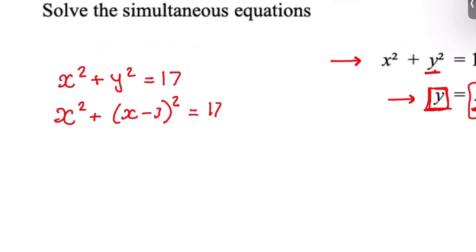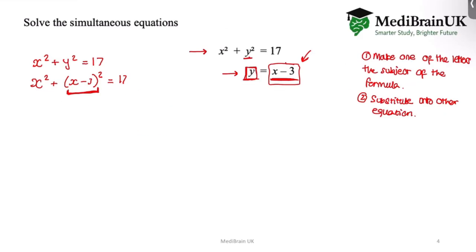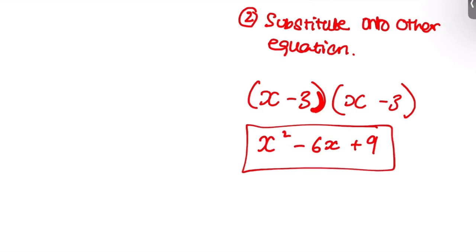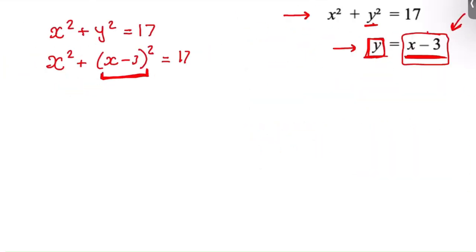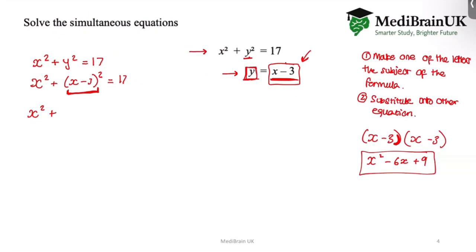Okay, what we're going to do is expand these brackets out now. So x minus 3 all squared. Let's expand it out. So x minus 3 and x minus 3. Expanding it out, we get x squared minus 6x plus 9. That's our expanded brackets. So we're going to have x squared as normal on this side. Then we're going to add x squared minus 6x plus 9, and that's equal to 17.